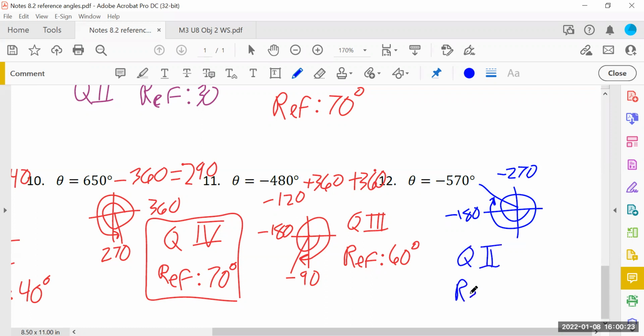Our reference angle is, we went past negative 180 by about 30 degrees. Negative 210 right here is 30 degrees past negative 180. So 30 degrees, always positive, always between 0 and 90. So we've got all that set up. That's all you're going to be asked to do on the homework.